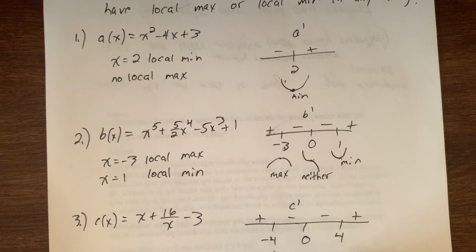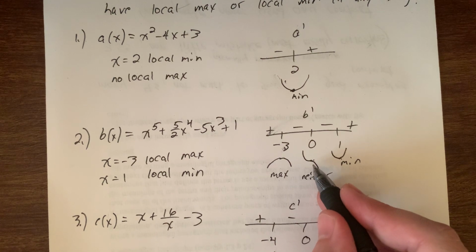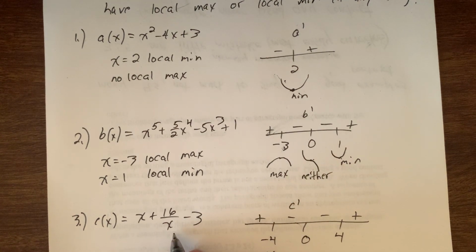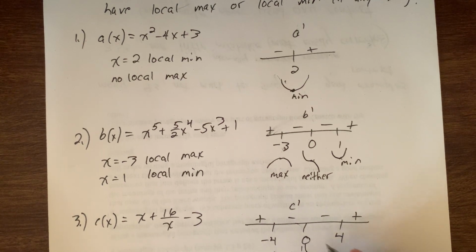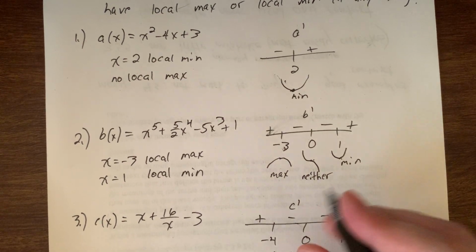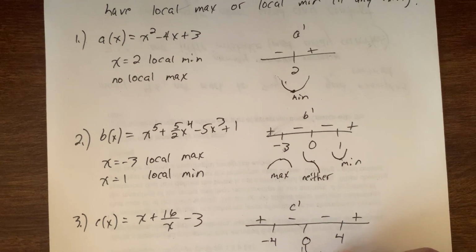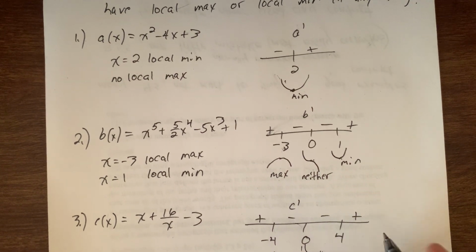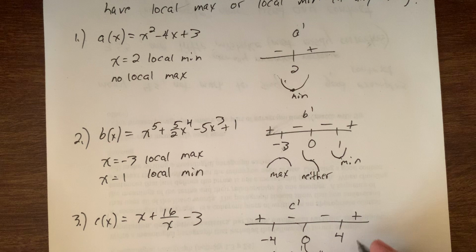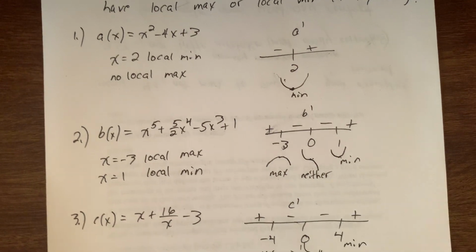Going down, still going down. This actually wouldn't be connected. That would actually be an asymptote here. It would actually look more like this. But it doesn't matter. It's still nothing. There is no peak or valley. That still ends up being a neither. And then the minus plus, going down followed by going up, would make 4 a minimum.